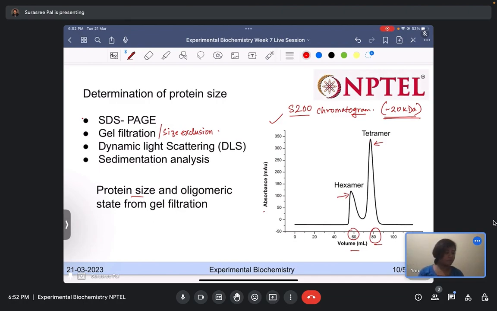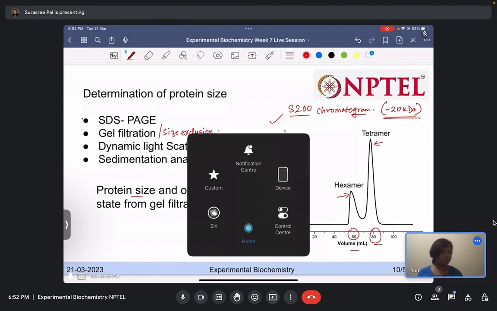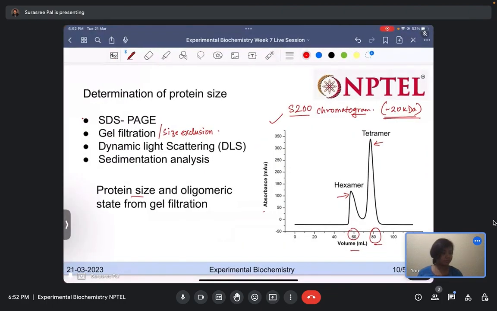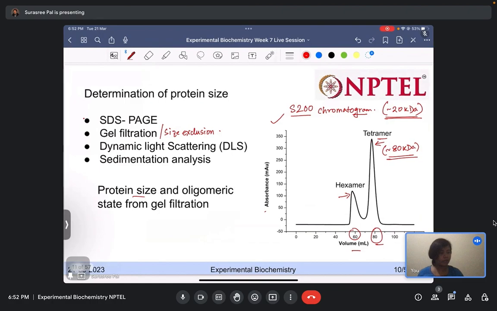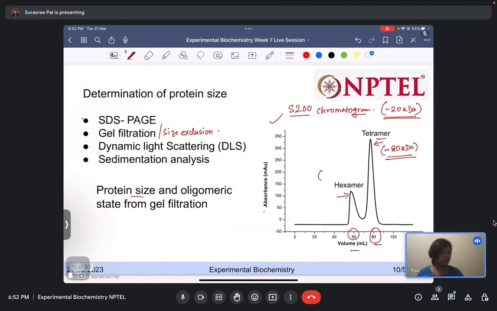And from this retention volume standard curve we can determine that this peak is of molecular weight approximately 80 kilodalton, and this peak has a molecular weight of approximately 120 kilodalton.